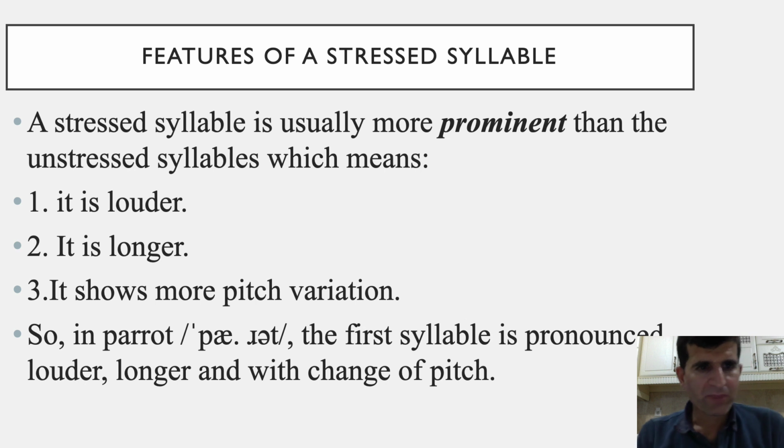Dear all, in the first slide we are going to explain the features of a stressed syllable. By features here I mean what it means when we say that in this word, which has several syllables, like 3, 4 or 5, this syllable is stressed and the other syllables are unstressed. As you know, in a word only one syllable is stressed, it carries primary stress, and the other adjacent syllables are unstressed.